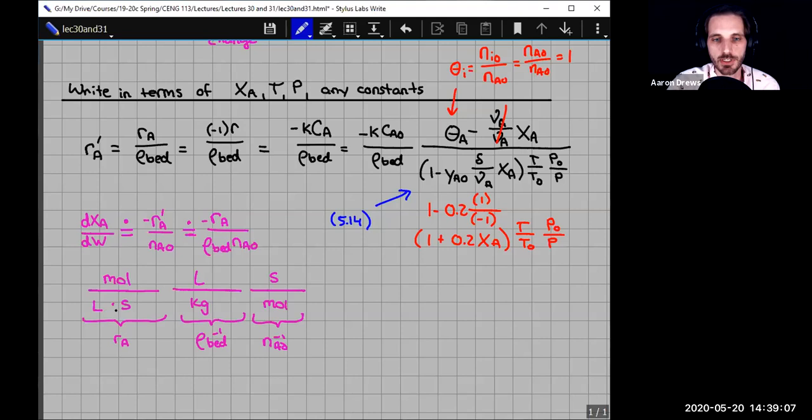And so if we look at these units, then the units on XA over here would end up, the liters would cancel out, seconds would cancel out, moles would cancel out. And so these units end up looking like something per kilograms of catalyst. It's really just like 1/mass of catalyst. It could be a kilogram of catalyst or a pound of catalyst or a gram of catalyst. So these end up being the units of dXA/dW. XA doesn't have any units, so the units must be 1/kilograms of catalyst.